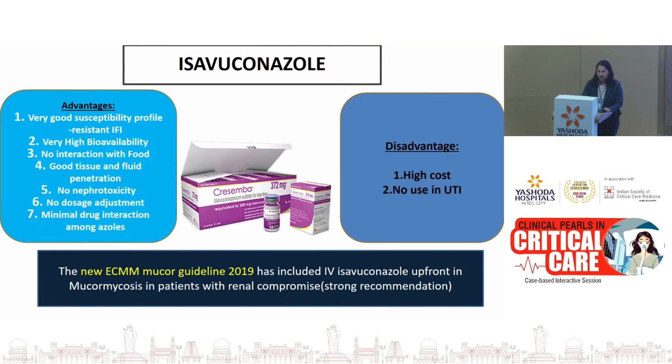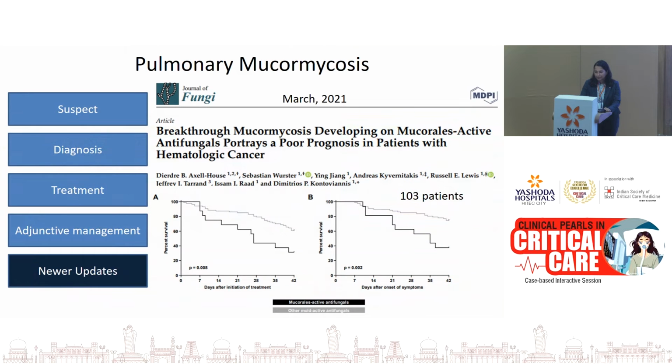This is the new kid on the block, isavuconazole, which has been available to us for maybe the last 2 years. It has a very good susceptibility profile, good bioavailability, less interaction with other immunosuppressant agents, and good tissue penetration as well. But it has a higher cost, which is limiting, and it has no role in the UTI.